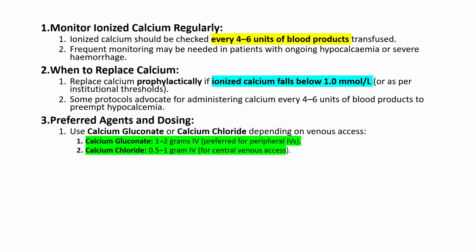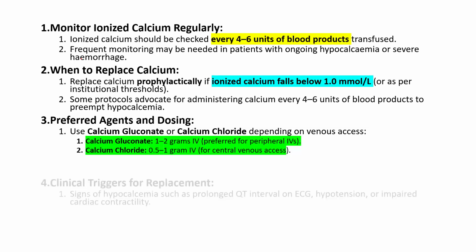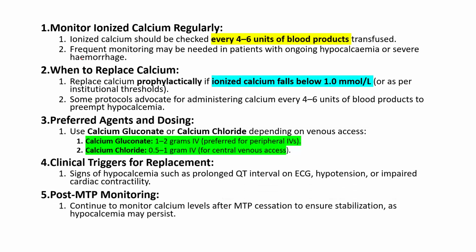So always give when the ionized calcium falls below 1 millimole per liter, usually happens because of chelation of calcium by the citrate which is present in the blood bag. Okay. Calcium gluconate or calcium chloride are the available agents. Calcium chloride should usually be given by a CVC. Okay, whenever you see an ECG change like prolonged QT interval, worsening hypotension, coagulopathy, always think of the possibility of hypocalcemia. That particular time, test and correct. Okay.